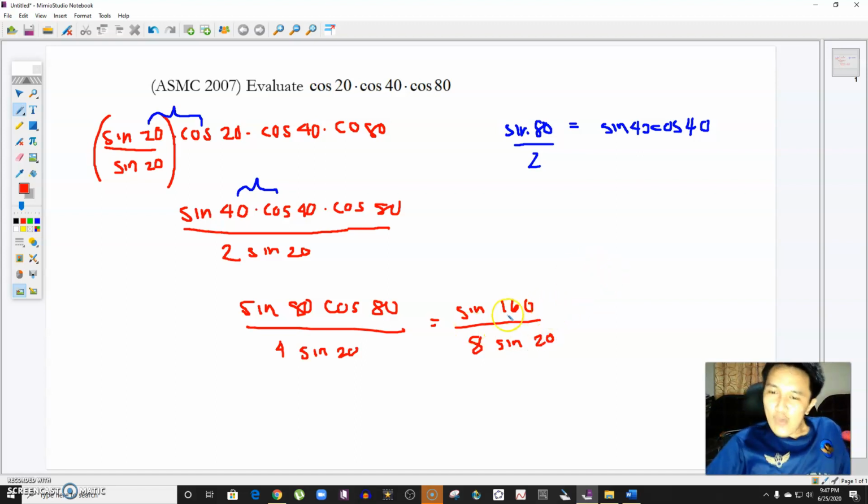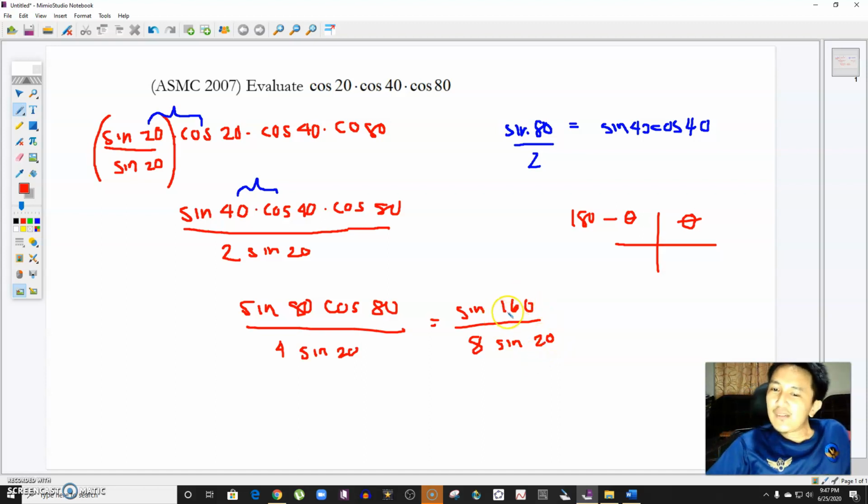We're almost done. What will happen to sine 160 over sine 20? Recall the reference angle on the first quadrant, where we use theta. On the second quadrant, we use 180 minus theta. Our theta is 160, so 180 minus 160 is 20. So sine 20 and sine 160 give you the same value. Note that the sign of sine on the second quadrant is positive. Therefore, they just cancel each other. So the value of the product of cosine 20, cosine 40, and cosine 80 is equal to 1 over 8.